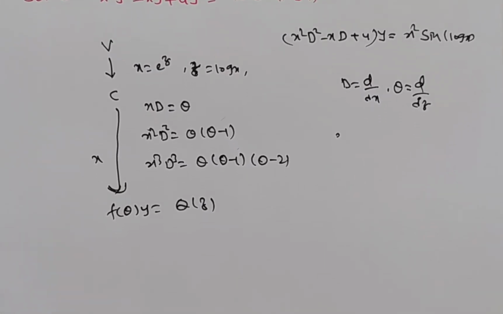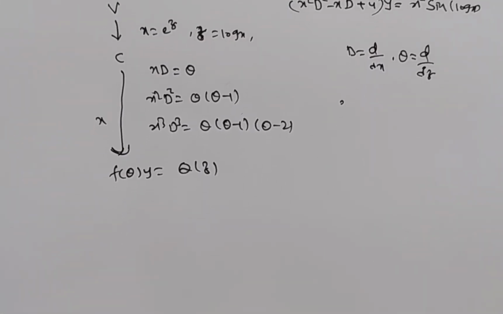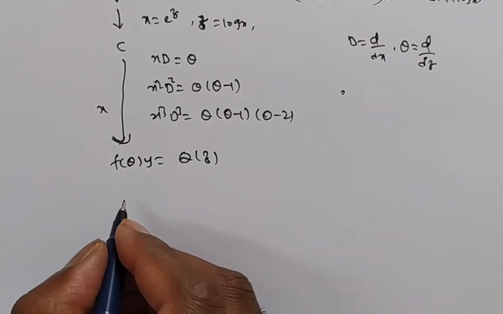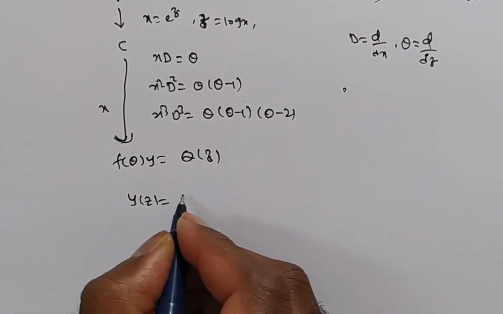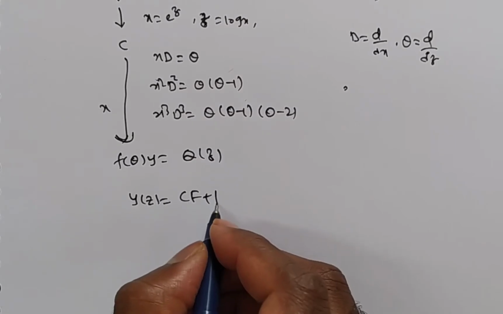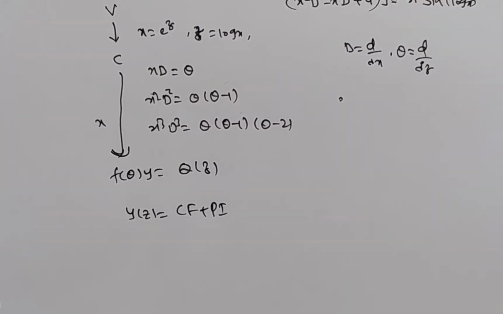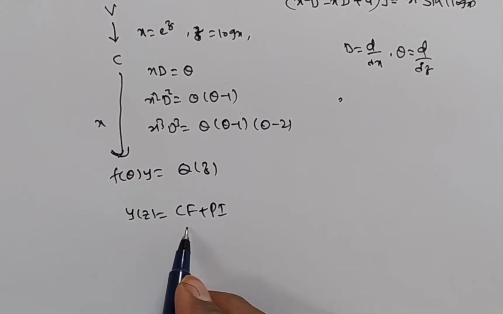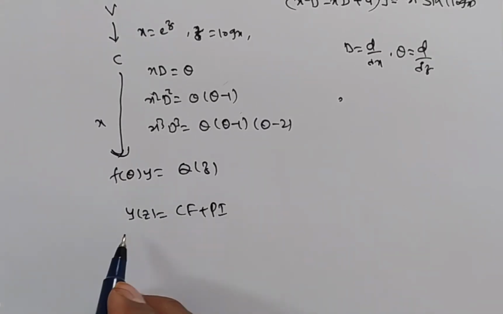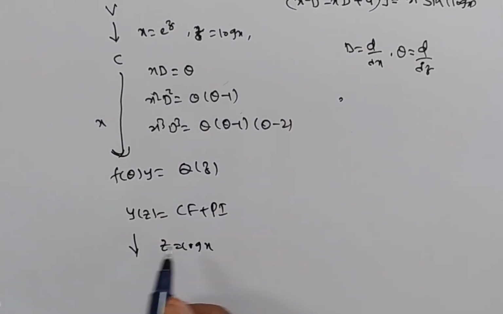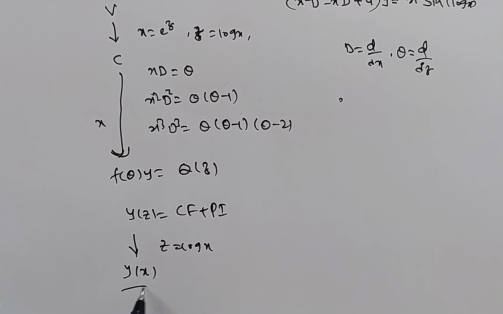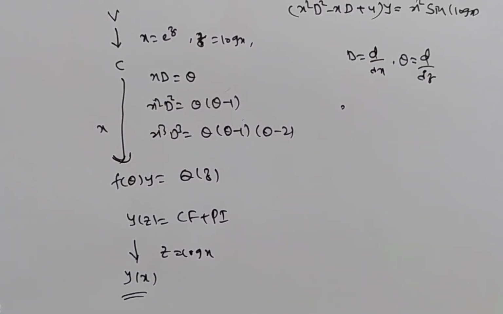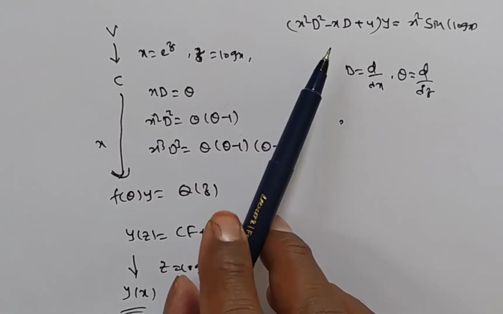Yes. So in this case you will have the complementary function and particular integral. So y of z is equal to complementary function plus particular integral. Now we have to find the complementary function and particular integral. After finding these, that is a function of z. Now we have to replace z by log x. Then you will get the final solution, that is in terms of x. So this is the procedure to solve the homogeneous linear differential equation.